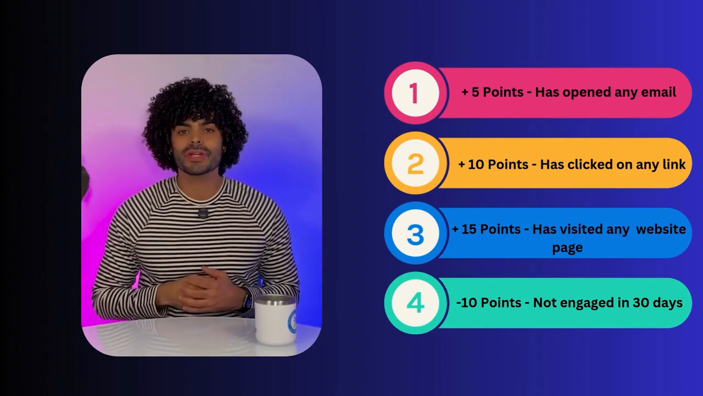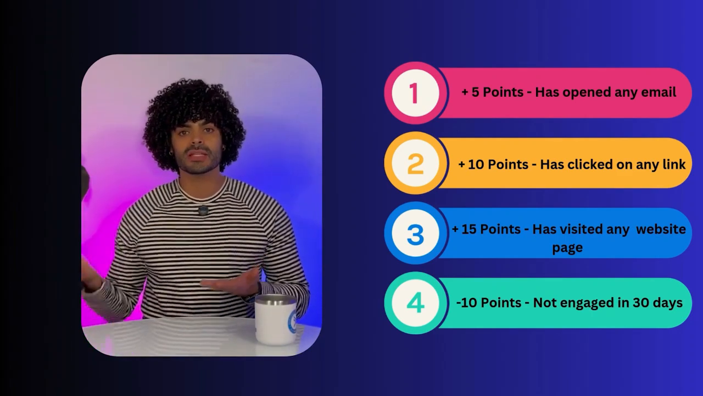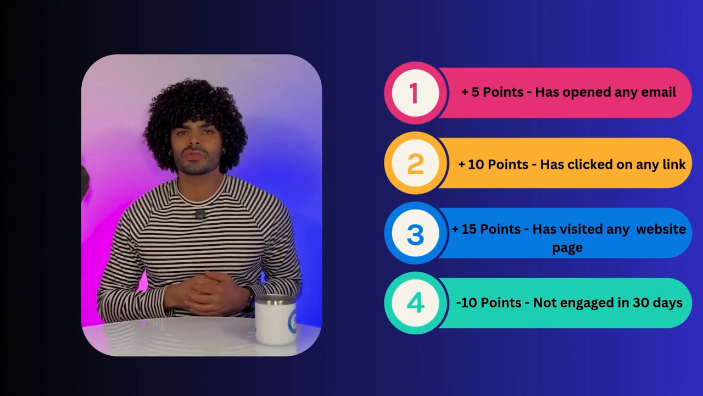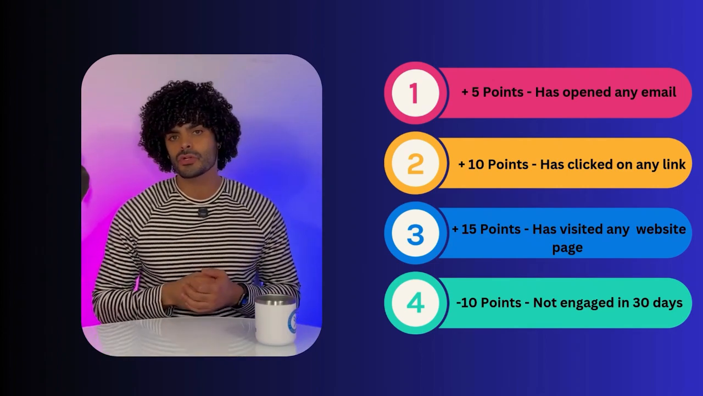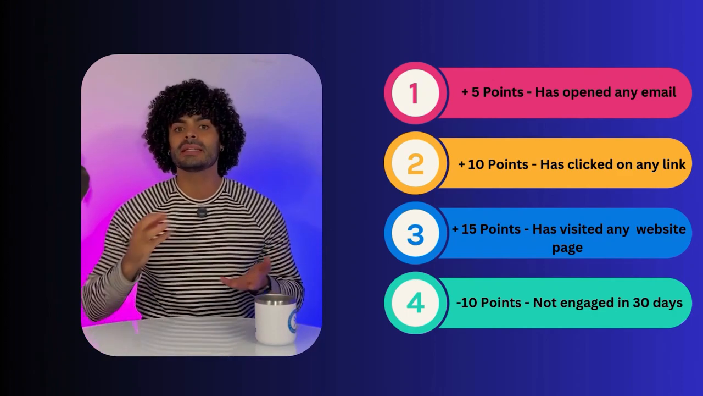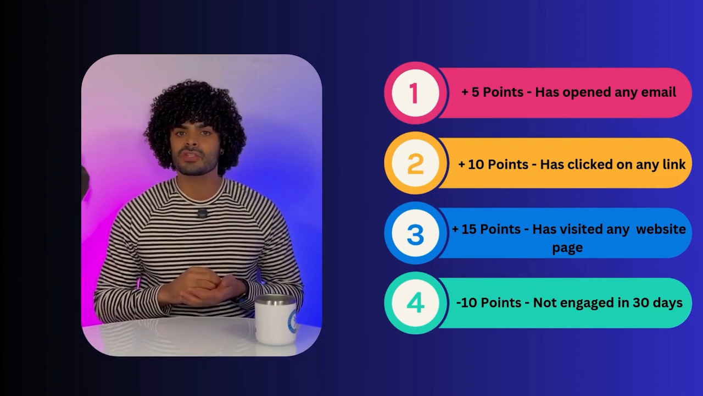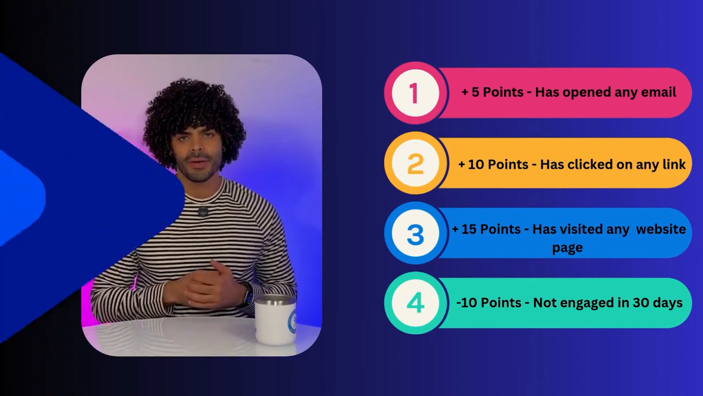You can also create a negative score system where you can deduct score points from a user who has not interacted with you over a certain period of time. For this example, I'm gonna deduct 10 points in case of lack of engagement over 30 days time.